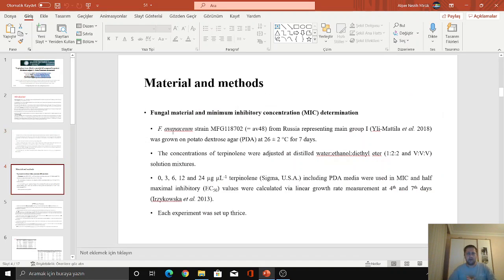In the materials and methods section, firstly, I would like to introduce our Fusarium avenaceum strain AY48 from Russia. It was grown on potato dextrose agar for 7 days. Different concentrations of terpinolene were amended to the PDA medium, from 0 to 24 microgram per microliter, and the EC50 and MIC values were recorded.